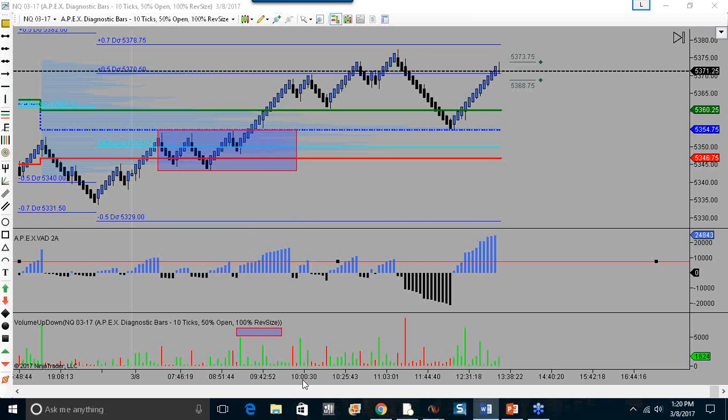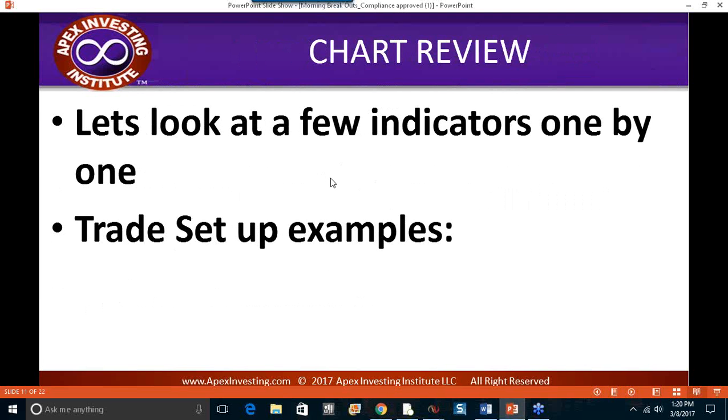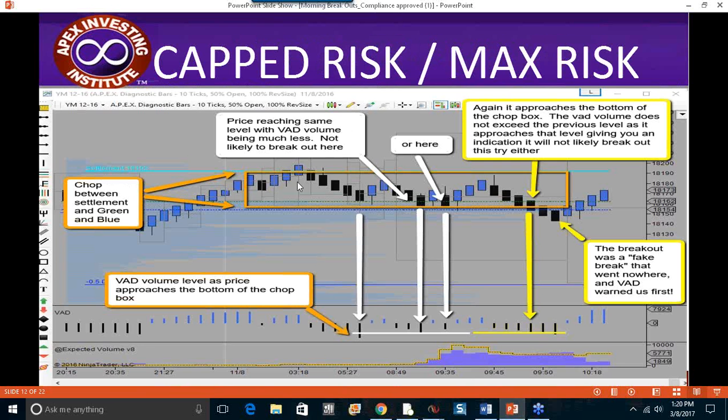Okay, and let me show you a couple of quick examples of those. And actually, let me just pull this up real quick here. So I think you get the basic idea here. Just a few quick examples I want to show you. And don't be overwhelmed by this chart, but here's a chart from a while back on the Dow, and we can see this chop box that was drawn, right? And we can see as the market's pushing down here towards the bottom of this chop box.